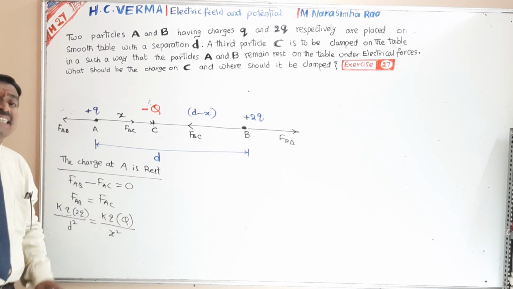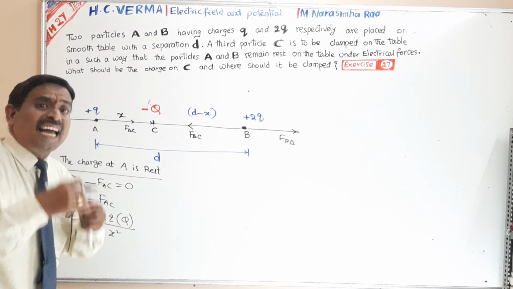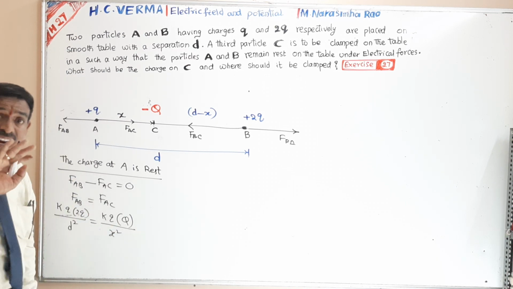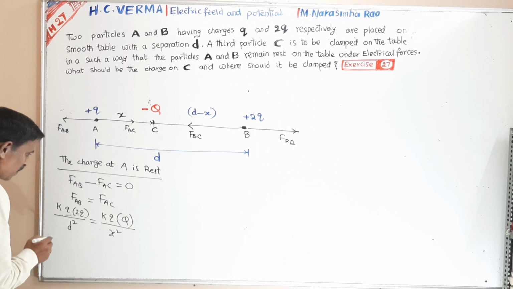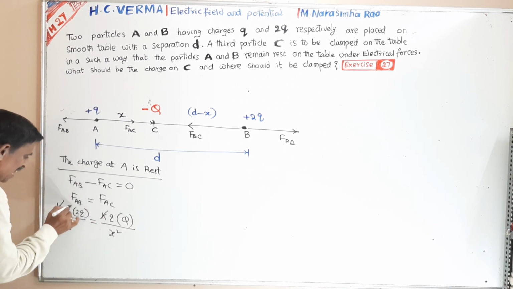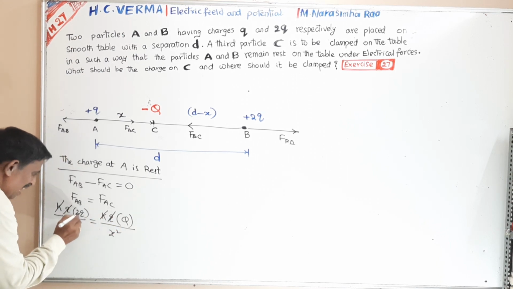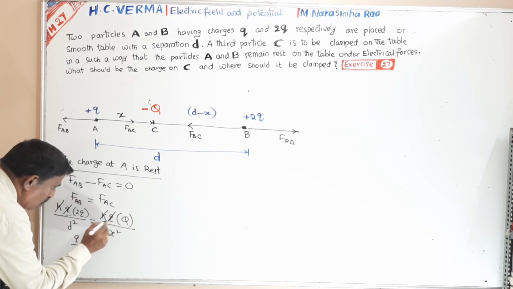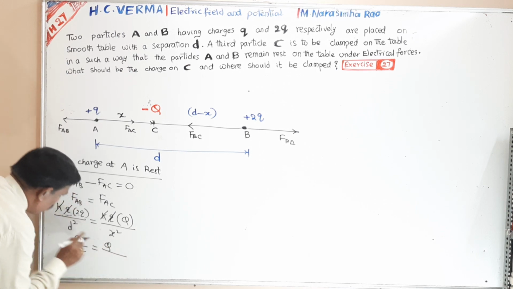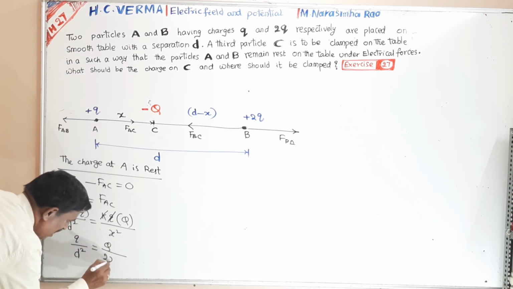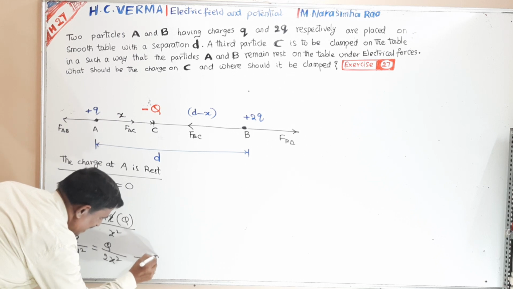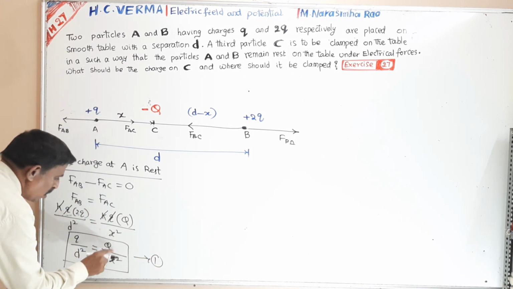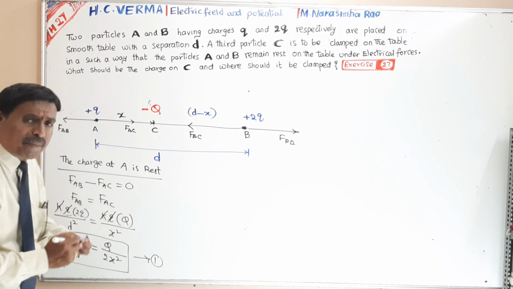I am not writing the minus symbol. Minus indicates attraction or repulsion. That I have already written here, for that reason again I am not writing the minus symbol. Now K gets cancelled. Q gets cancelled. Small q by D square is equal to capital Q by 2x square. It is equation number 1.